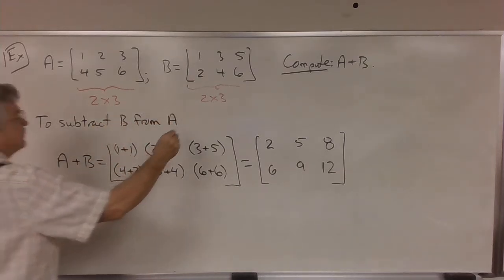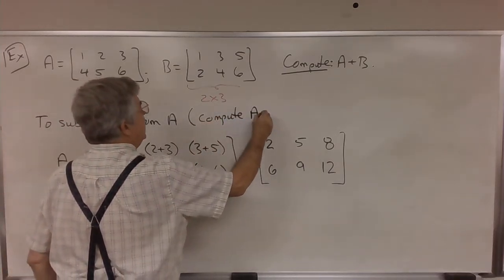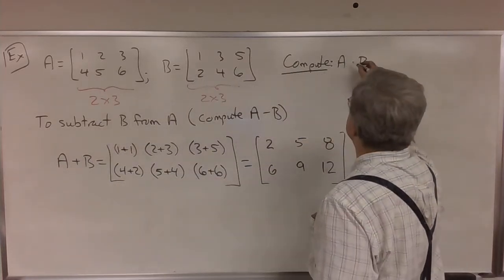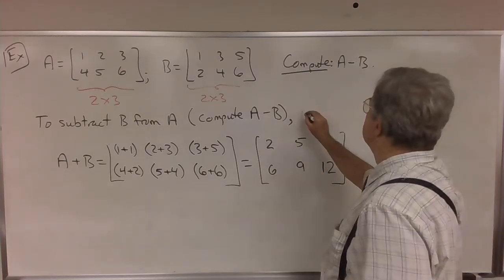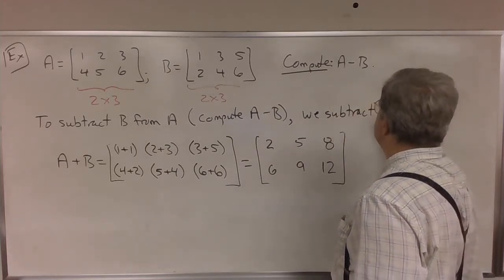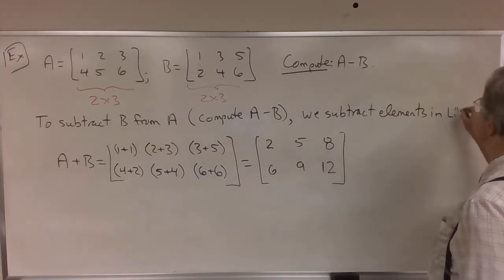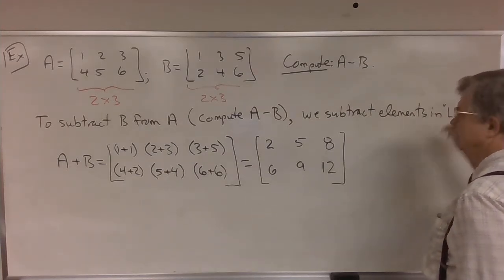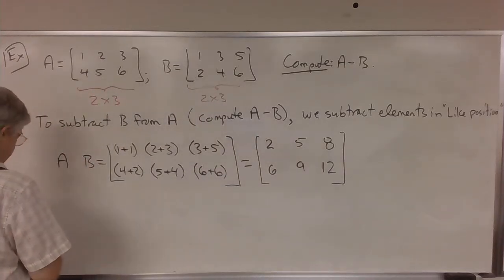Subtract B from A, and that is compute A minus B. We subtract elements in like position. So let's try this one out. A minus B.